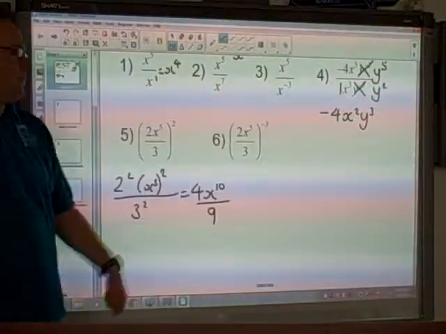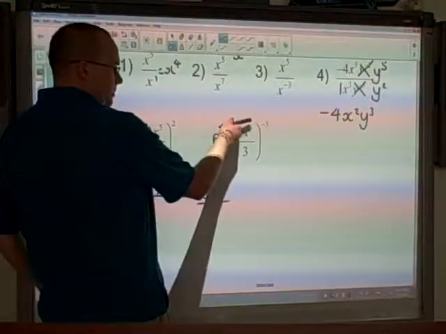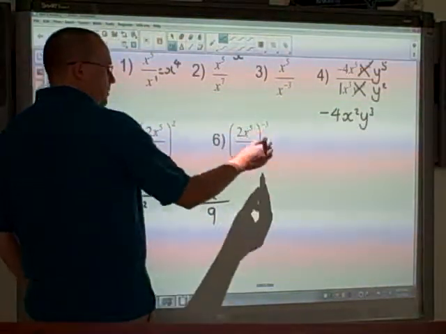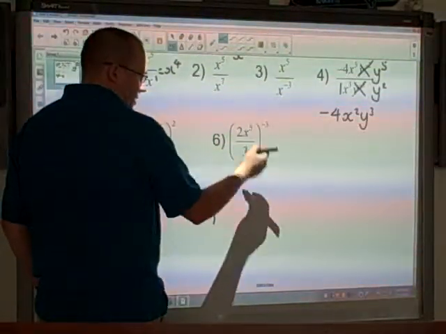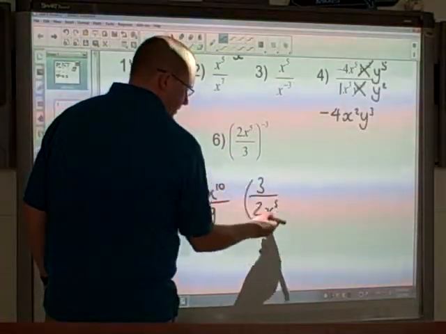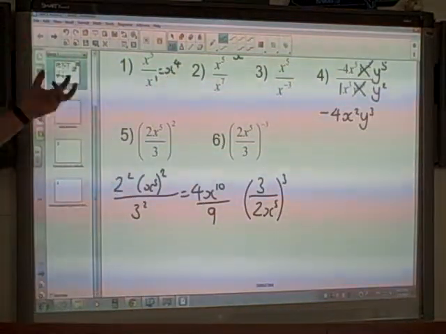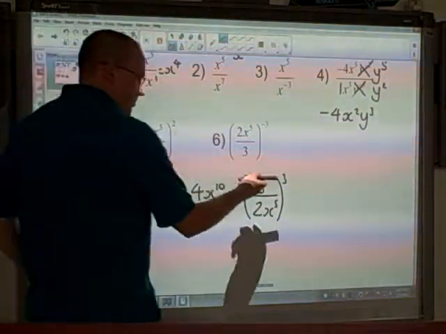Now number 6, we have the exponent, we also have the negative. So the negative moves things that are on the top to the bottom, and things that are on bottom to the top. And it applies to everything that's in the parentheses. So this is going to switch over first and become cubed. So the negative switched everything over, and now we've got to remember to cube everything.